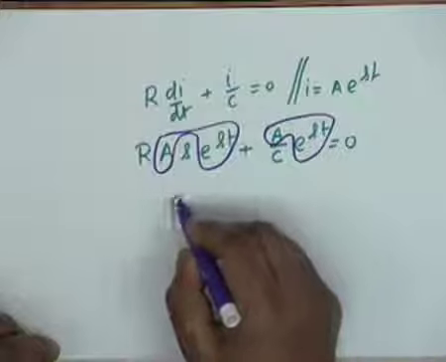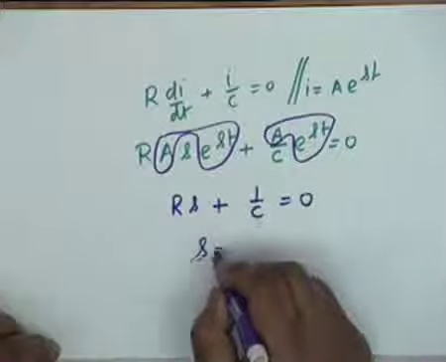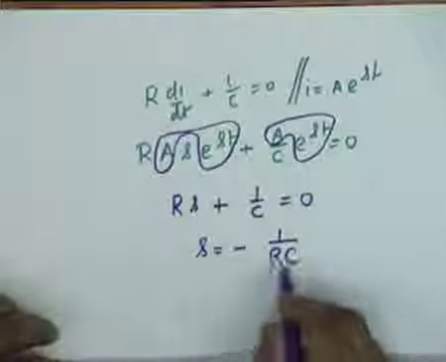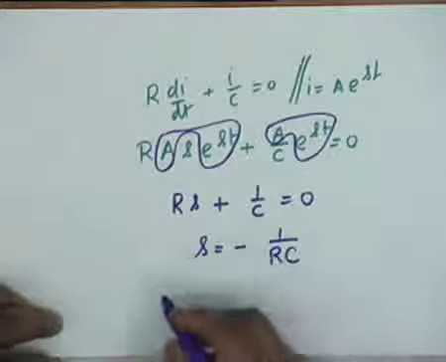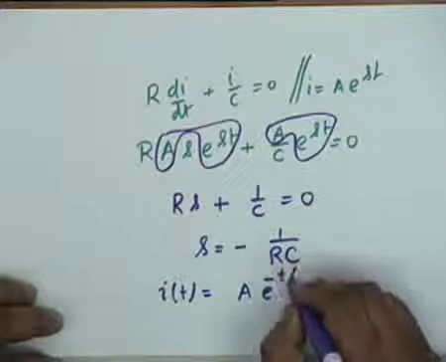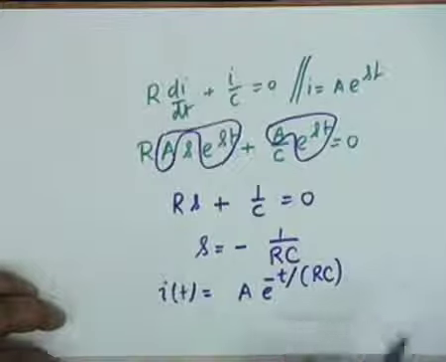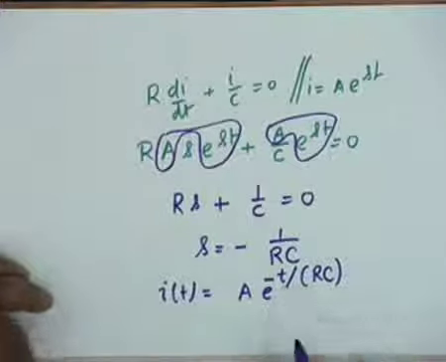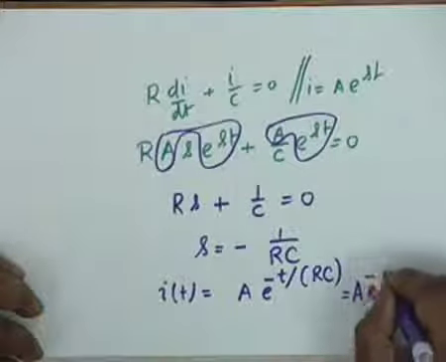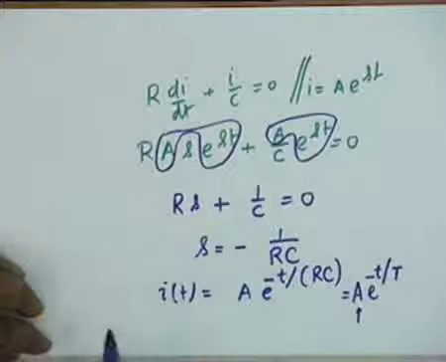The only other alternative is that R times s plus 1 by C should be equal to 0, which means that s should be equal to minus 1 over RC. Alright, s should be equal to minus 1 over RC. In other words, the solution to the equation shall be of the form A e to the power minus t divided by RC. And you notice that the product RC must have the dimensions of time, and therefore we denote this as a time constant, and we say A e to the power minus t by capital T. The only problem that remains is to find out capital A.